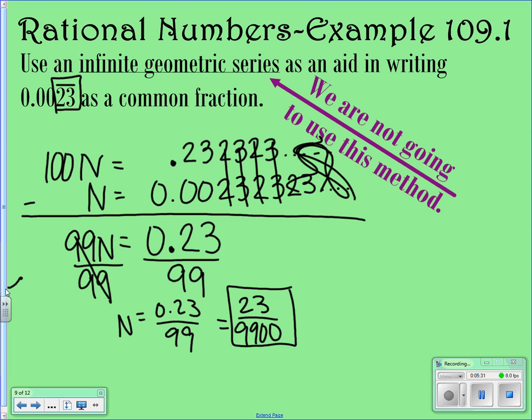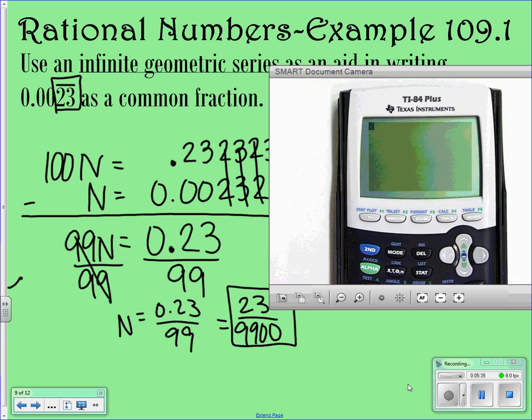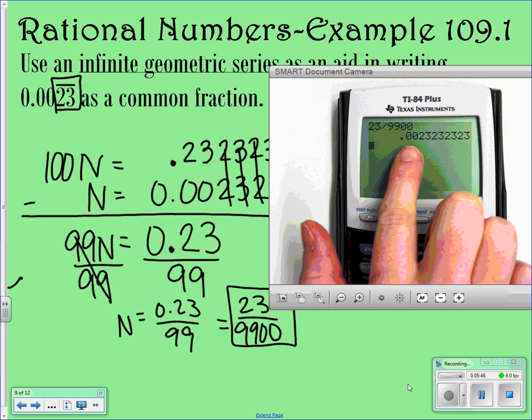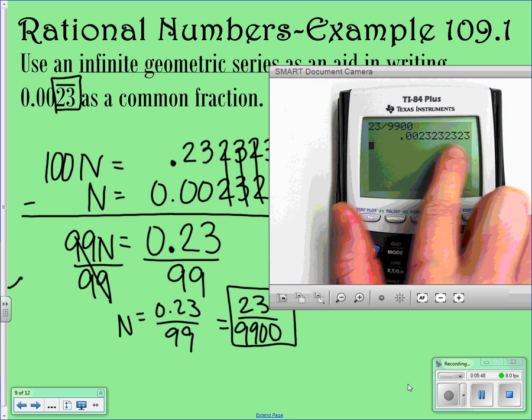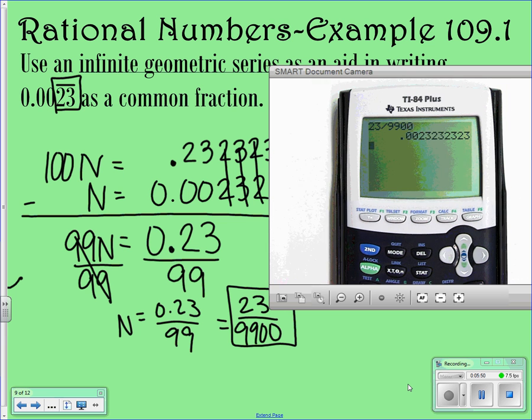Now the easiest way for you to check this is to use your calculator. So using our calculator, we can just plug in 23 over 9900, and it should give us 0.0023 repeating, 0.0023232323. And so that's how you can check these pretty quickly. Just plug your answer into the calculator, and if it works, then that is going to be the correct answer. Okay? So let's look at another one.